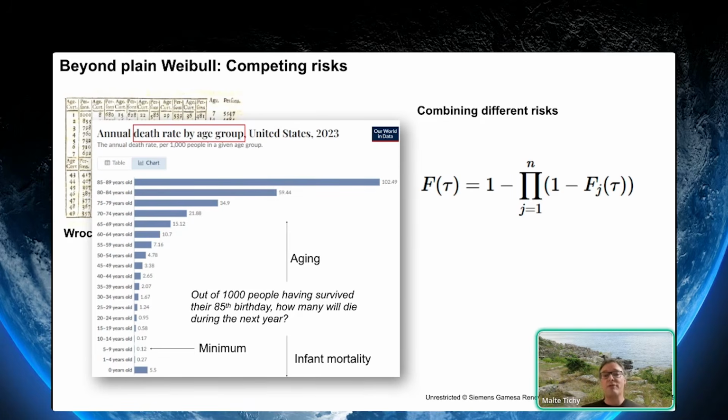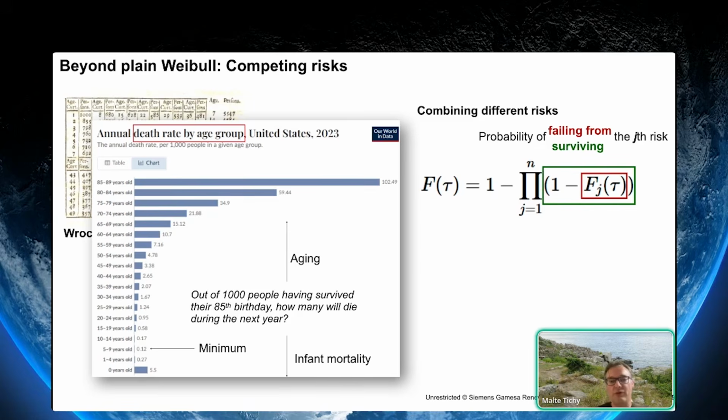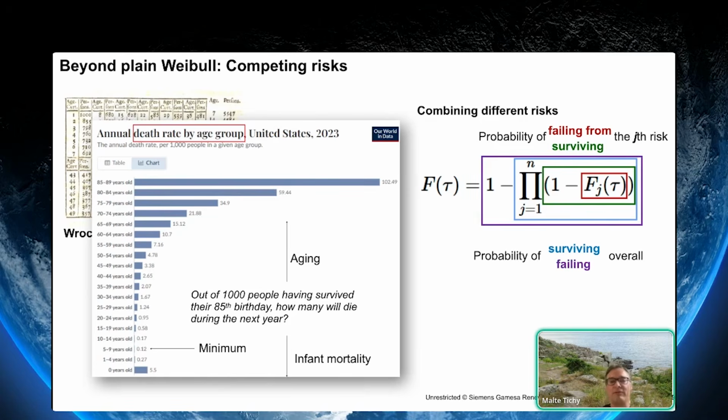So let's say you have different risks that are described by these f_j, then we can calculate the total risk f of tau by combining these as follows. So f_j is the probability of failing from the jth risk by time tau. So the probability of surviving the jth risk is then the complement, so 1 minus f_j. If I have several risks and I want to survive overall, then I have to survive each and every one of them. So I have to multiply all of them. That gives me the probability of surviving overall. And then the probability overall of failing is again the complement. So this is why we have the structure of 1 minus the product of 1 minus f.